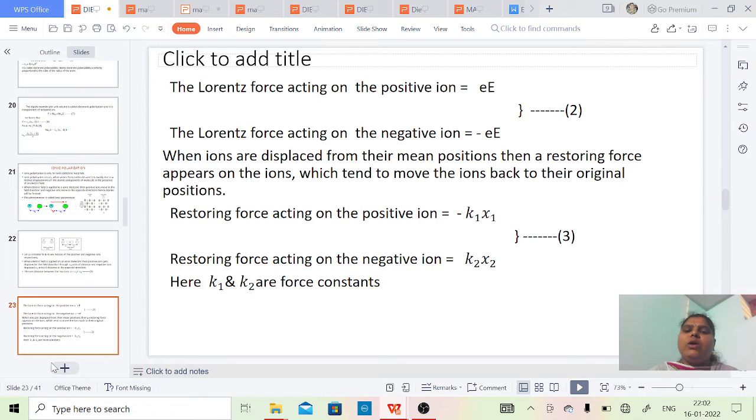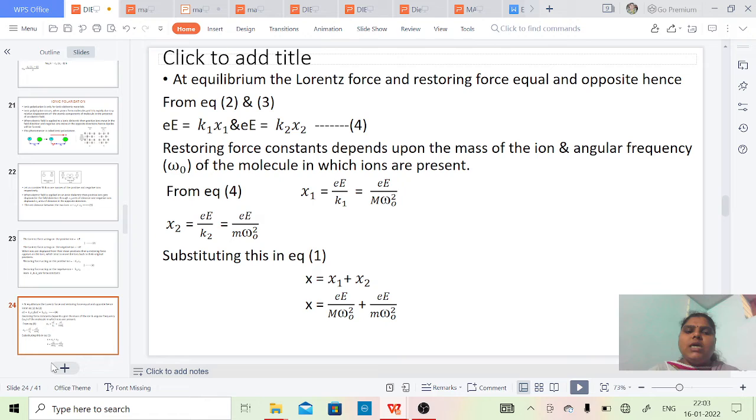Now the Lorentz force acting on the positive ion is eE, and the Lorentz force acting on the negative ion will be minus eE, where capital E is the field. When ions are displaced from their mean positions, a restoring force appears on the ions, which tends to move the ions back to their original positions. The restoring force acting on the positive ion is minus K1 x1, and the restoring force acting on the negative ion is K2 x2. K1 and K2 are known as the restoring force constants.